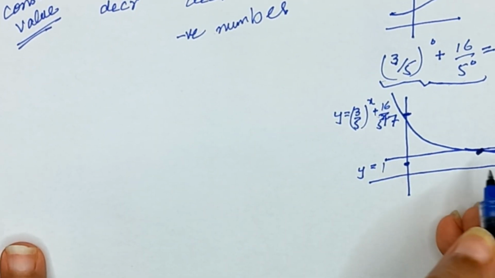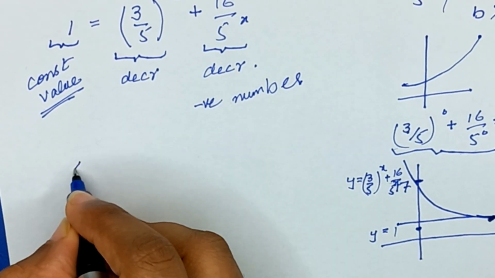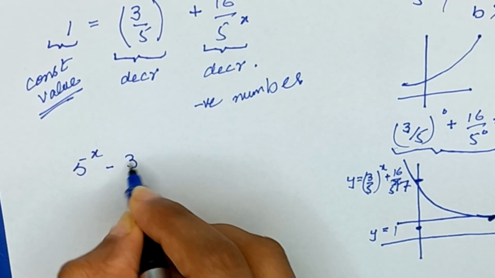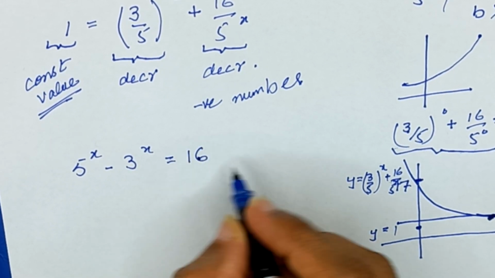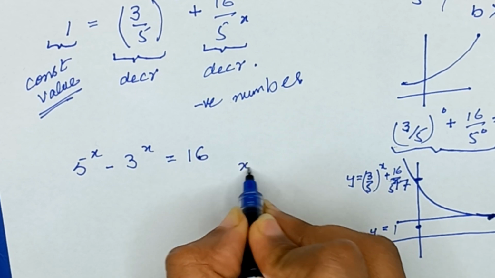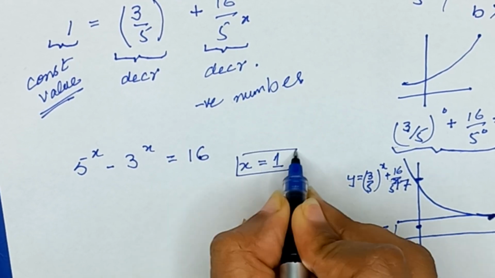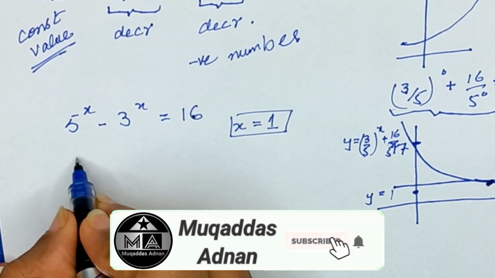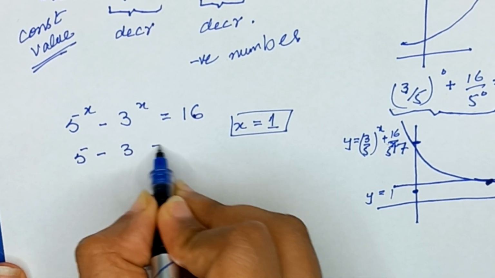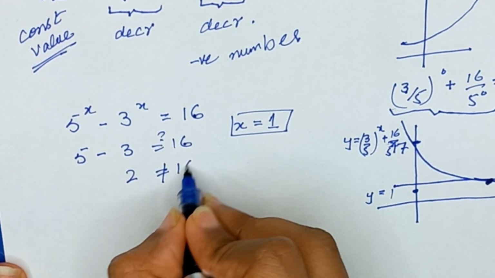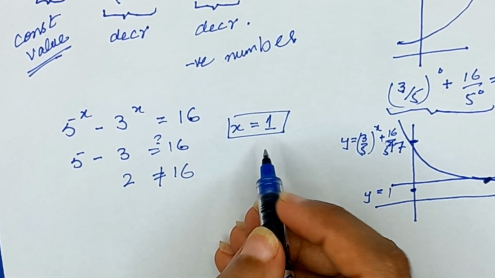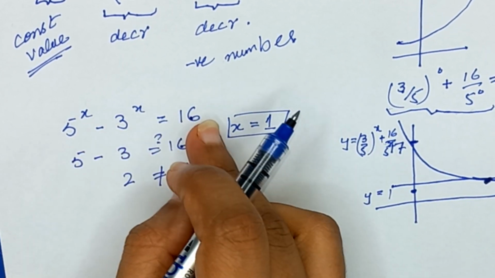So let's find out what the solution is. Here the given equation is 5 raised to the power x minus 3 raised to the power x is equal to 16. So if I substitute here x is equal to 1, then it will become 5 minus 3. Will it be equal to 16 or not? It will not be equal to 16. It means x is equal to 1 is not a solution for this equation.